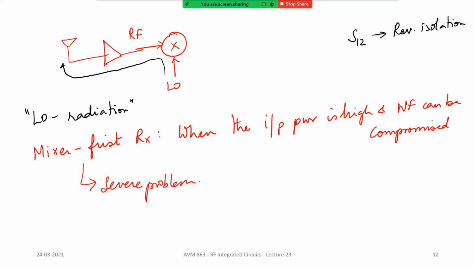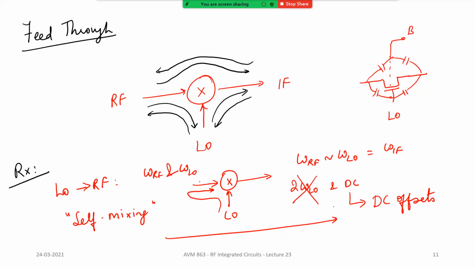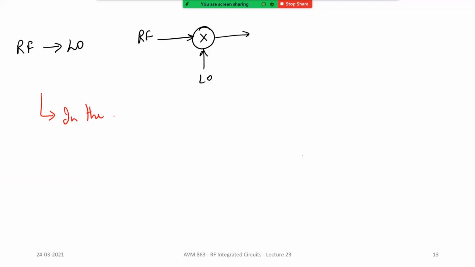Now this is the problem if your LO is leaking into your RF port. Now what happens if your RF leaks to your LO? That is, you have your mixer, you have your RF port. Now when will this happen? This leakage will become prominent in the presence of large in-band interferers.